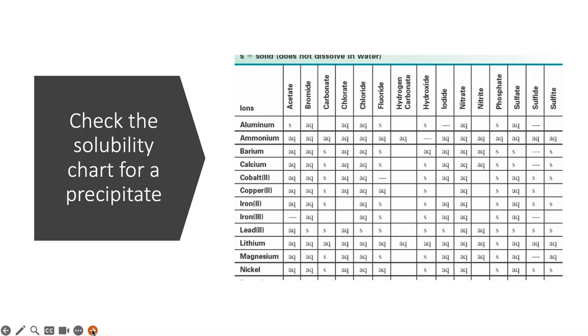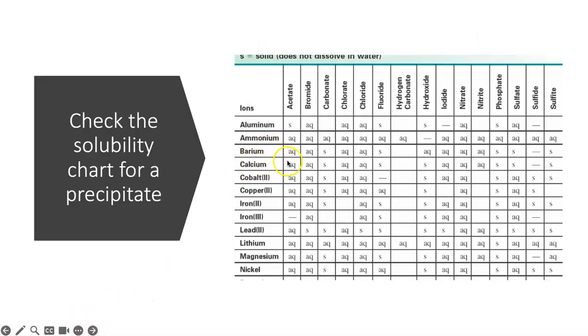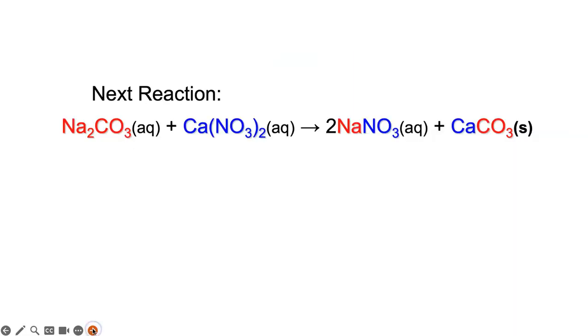To figure out which one is going to be a solid, insoluble, we simply use this chart right here that tells us, for example, this one, calcium carbonate. So here's calcium, here's carbonate, and you can see that where they meet at that intersection, it is a solid. So calcium carbonate would be our solid that settles to the bottom, our precipitate.